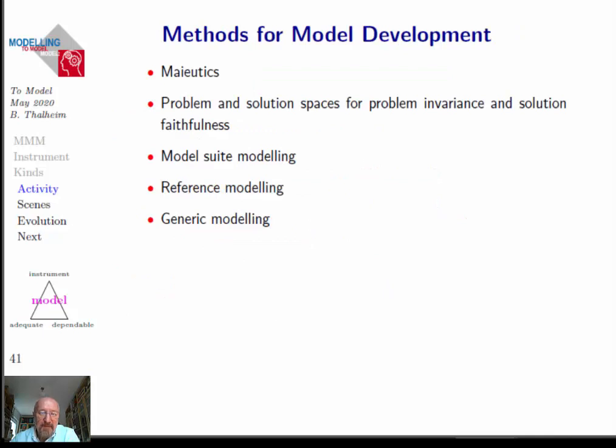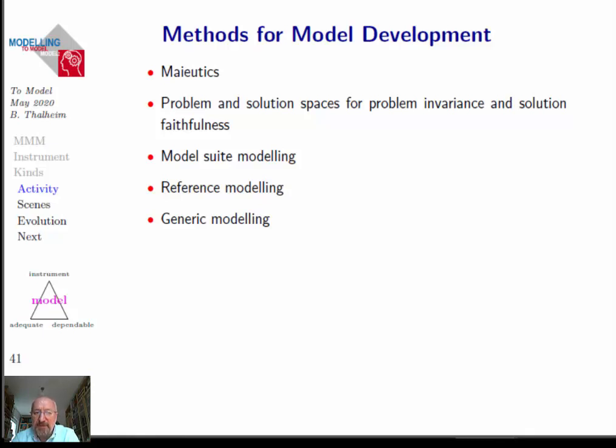For the development of models, we might use methods known under the name maieutics. I will come back to it in a minute. We might use problem solution spaces. We might turn to model suite development, or to reference modeling, or to generic modeling.